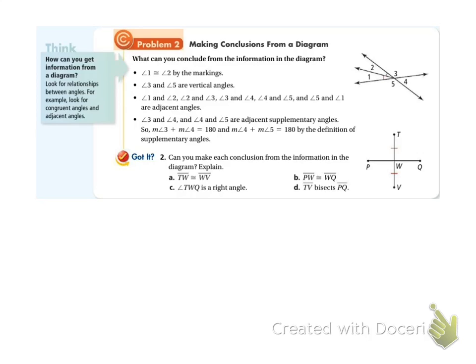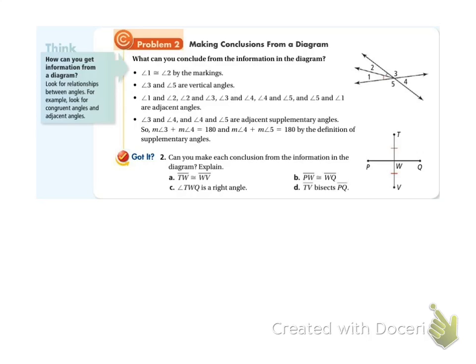Angle 1 and angle 2 are adjacent. Angle 2 and angle 3 are adjacent. Angle 3 and angle 4 are adjacent. Angle 4 and angle 5 are adjacent, and angle 5 and angle 1 are adjacent. Remember, adjacent just means next to.